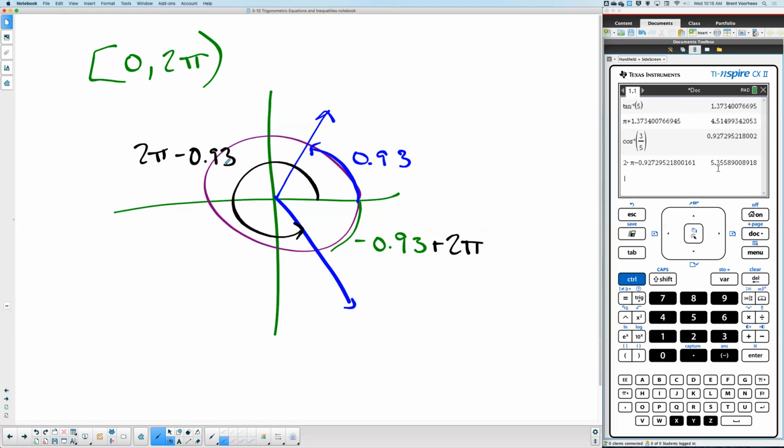I thought you were going from the line, not from the axis, so that's what I'm confused about. I was going from the positive x-axis. Yeah, both times, from the positive x-axis. All right.